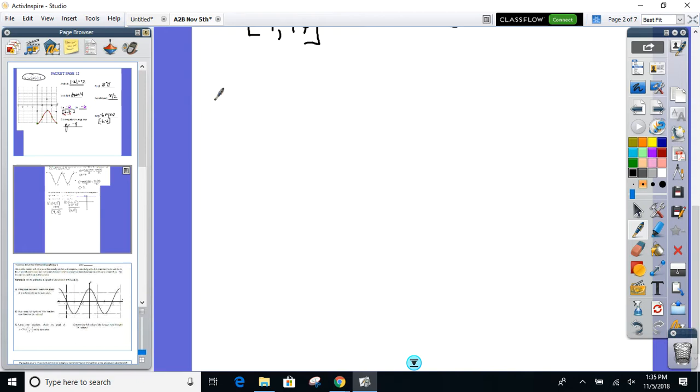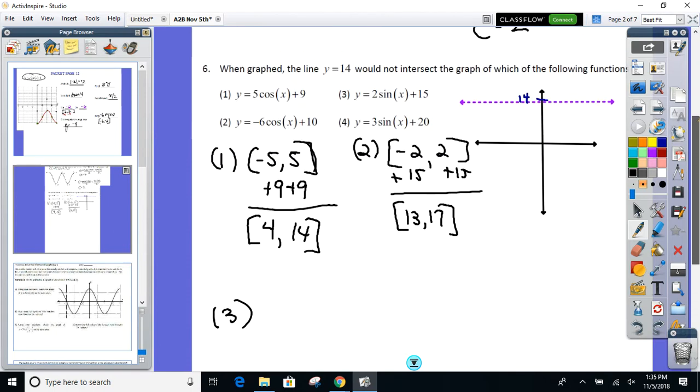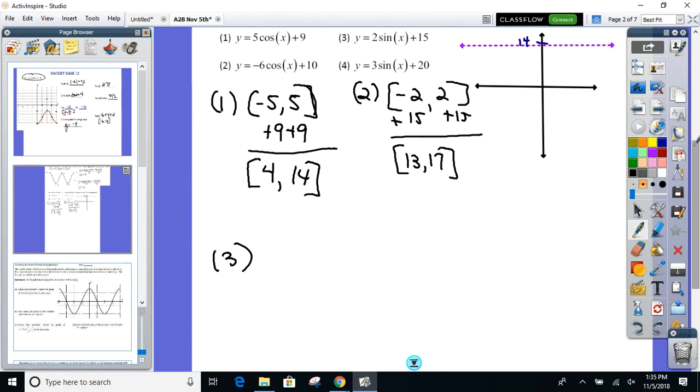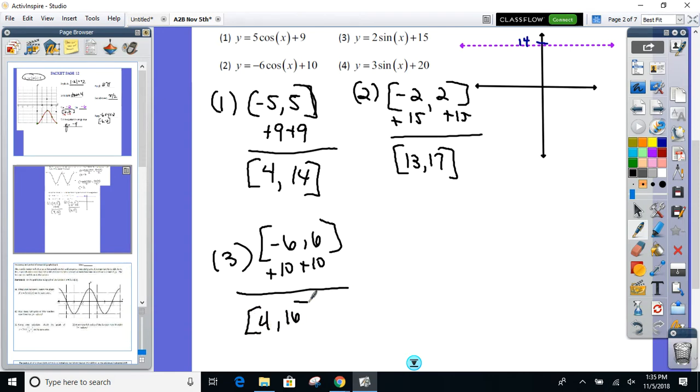Okay, number 3. Before I shifted it, what am I shifting here? 10 units. What was the min and max? -6 and 6. Shift it 10. Now it's going to be 4 and 14. Is it going to go through there? Yep. Okay, so why? I know by process of elimination it's choice 4, but why?